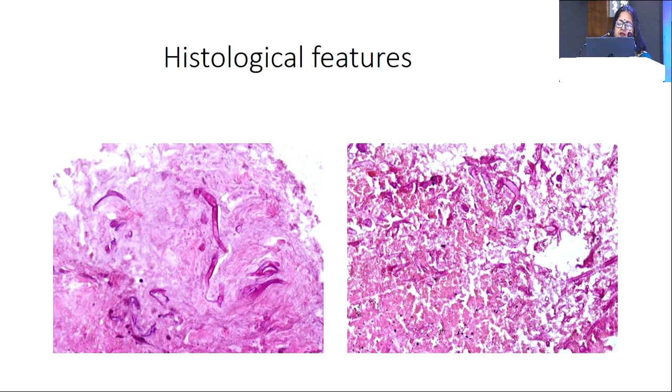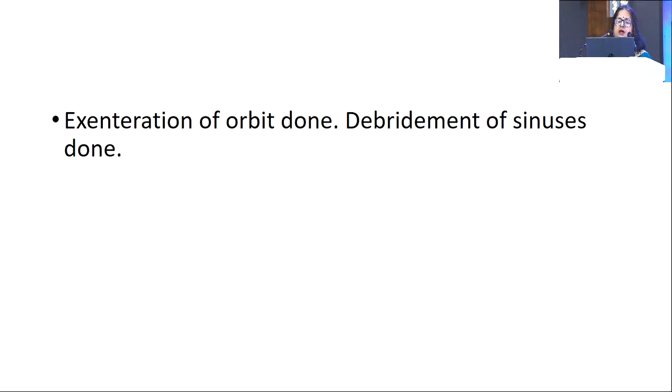This is a histological feature of the mucormycosis mass. The Mucorales were found in the section. So exenteration of the orbit and debridement of the sinuses were done. The surgery was conducted with the help of the ENT department, where debridement of the sinuses was done simultaneously.